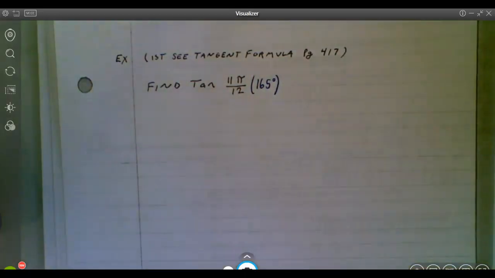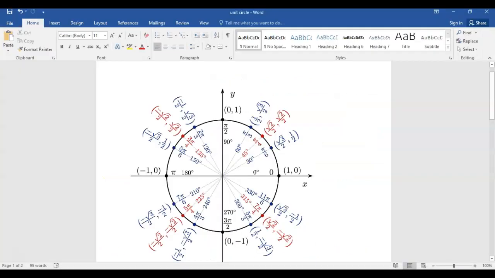And like I said, I did a sum problem on the last one, so I'm going to turn this one into a difference problem. So let me find two angles that subtract to make 165. So if we're looking here at our unit circle, we could do something like 210 minus 45. So that would work. So let's go with those. So I'm going to write this instead of 165, I'm going to find the tangent of 210 minus 45.